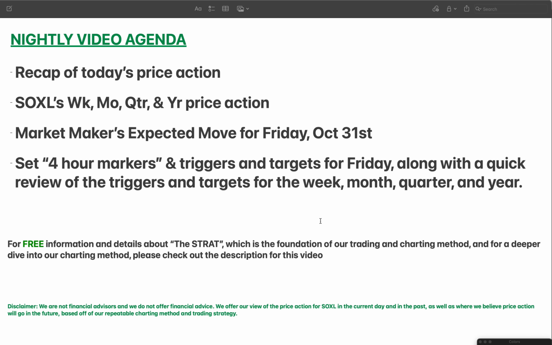Then we'll take a look at the market maker's expected move for Friday, October 31st, and then we will zoom back in to set the 4-hour markers and the triggers and targets for Friday, October 31st, and we'll do just a quick review of the triggers and targets for the week, month, quarter, and year as well.